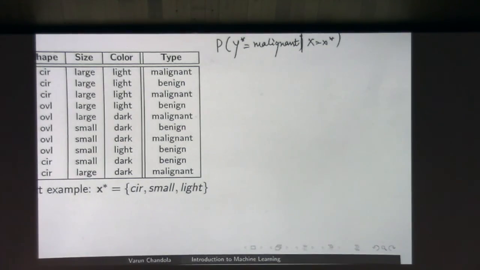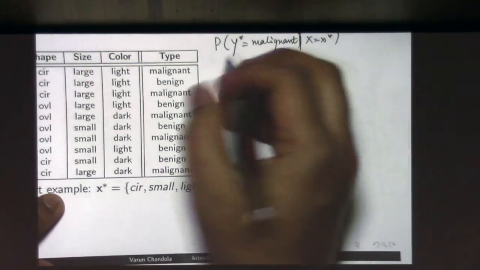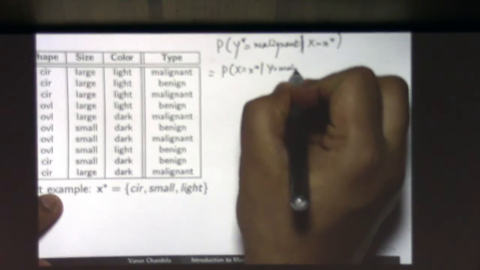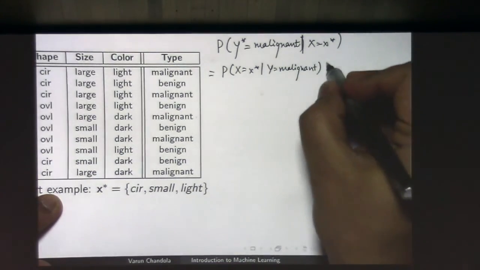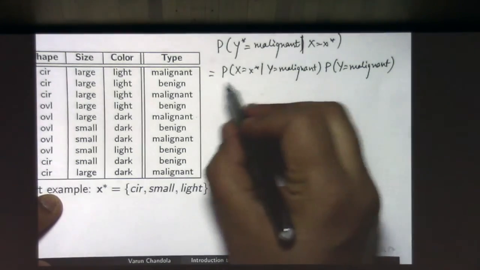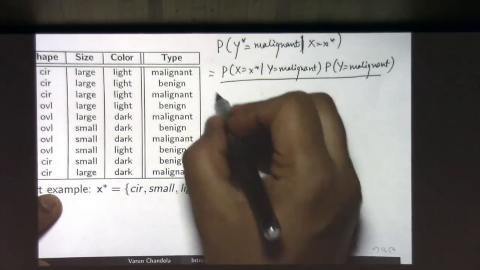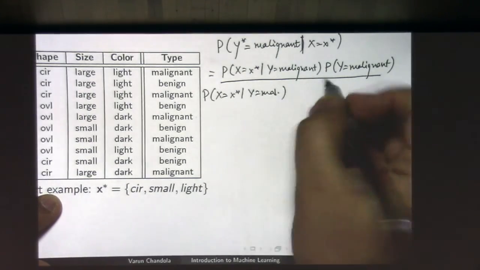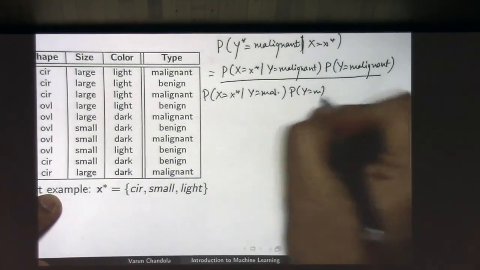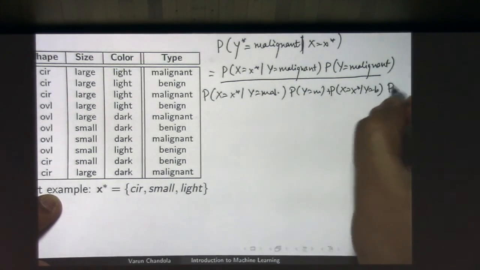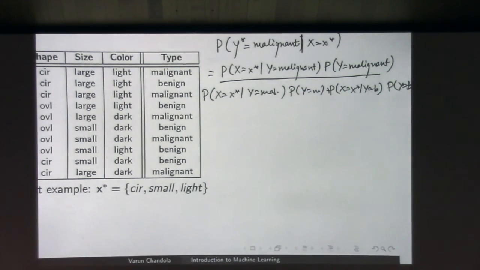Now, by Bayes' rule, you can compute this as the probability of x equal to x star given y is malignant, that is the class conditional probability, times the probability of y to be malignant without seeing any data, so that's the prior on y, divided by a summation which essentially does both: p of x star given malignant times p of y equal to malignant plus p of x star given benign times p of y equal to benign, right? We have been looking at this many times the last 2 weeks. Any questions about that part?